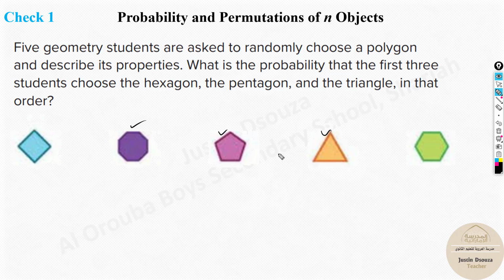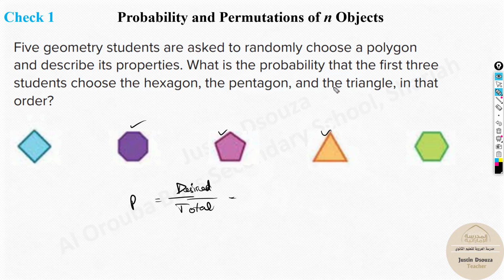Order is important. It's a permutation problem. We can understand it easily. But now, what's the answer? Probability would be equal to desired divided by total. This D is for desired, divided by total.